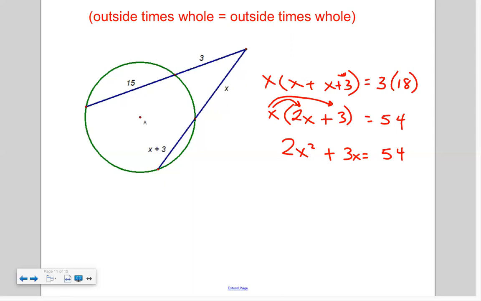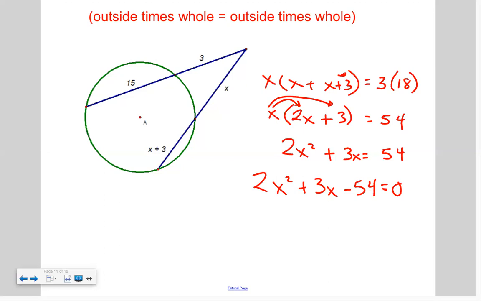This is one where you did some factoring in algebra 1, right? Did you do factoring with numbers in front of x squared? I'm going to subtract 54 from both sides. I get 2x squared plus 3x minus 54 equals 0.